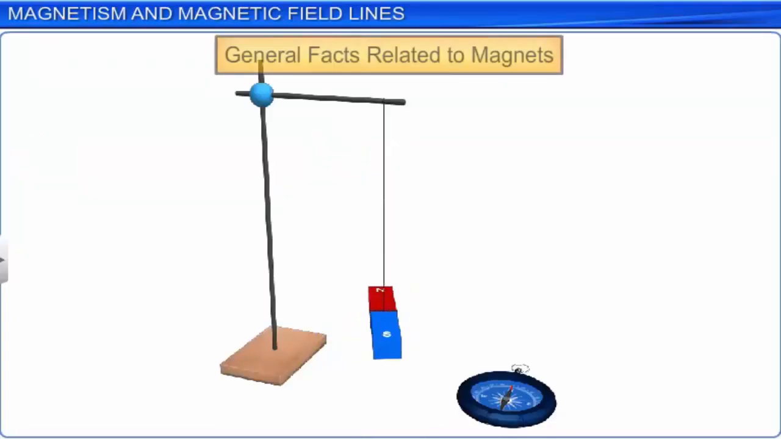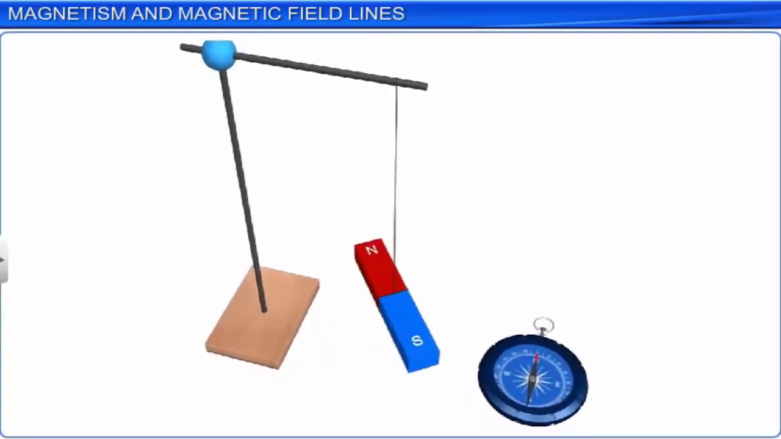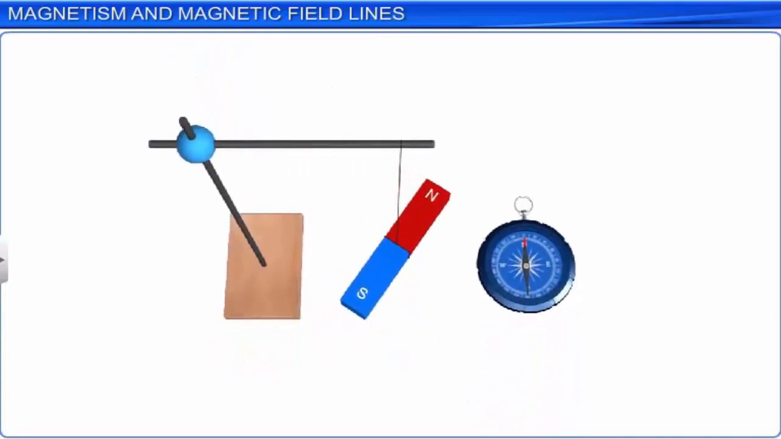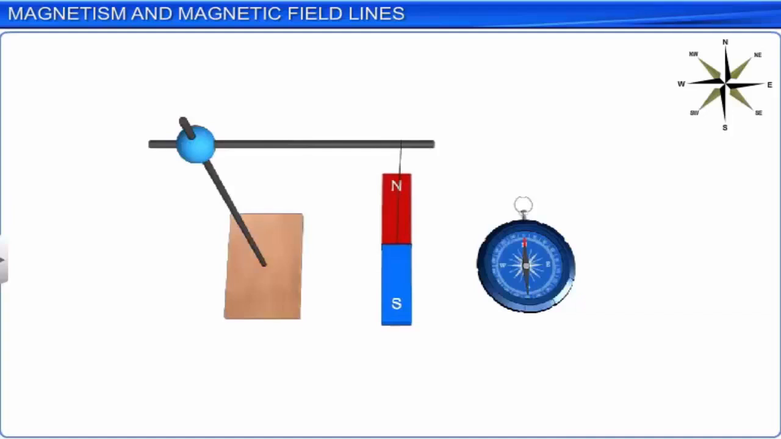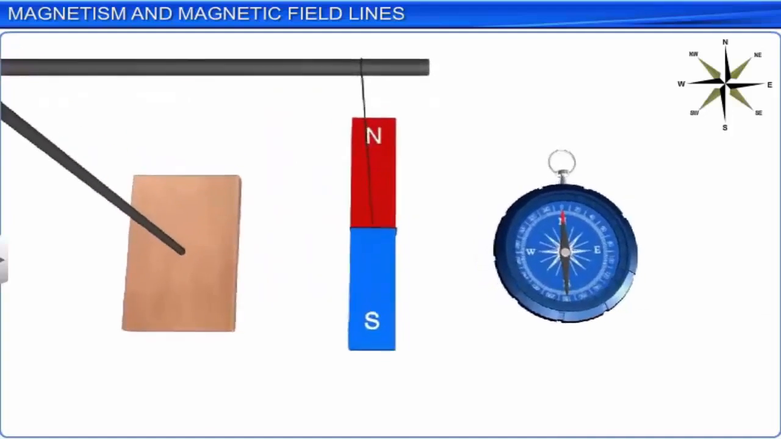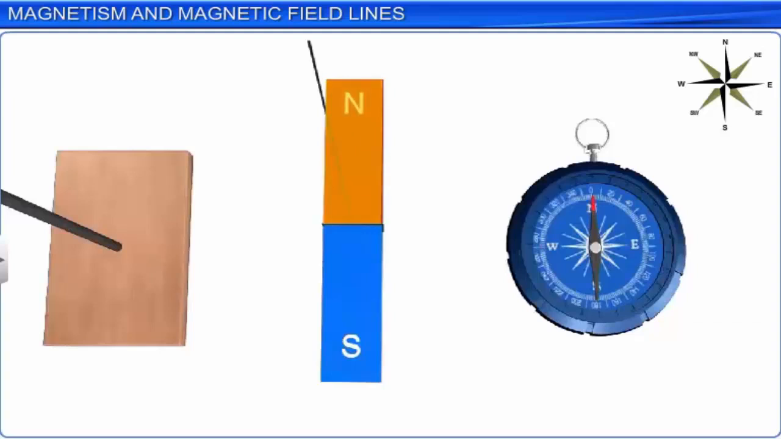Let us start with some general facts related to magnets. A freely suspended bar magnet oscillates for some time and then comes to rest along the magnetic meridian in the direction of geographic north and south. One end of the magnet points to the geographic north pole, called the north-seeking pole or north pole of the magnet. And the other end points to the geographic south pole, called the south-seeking pole or south pole of the magnet.